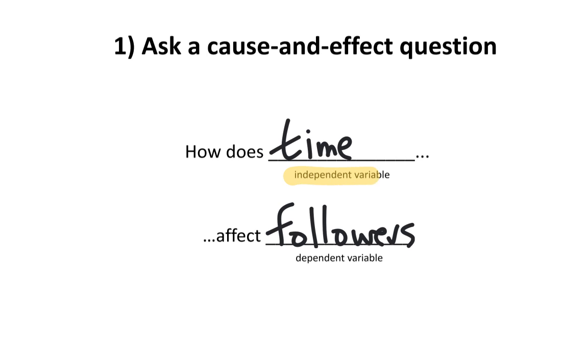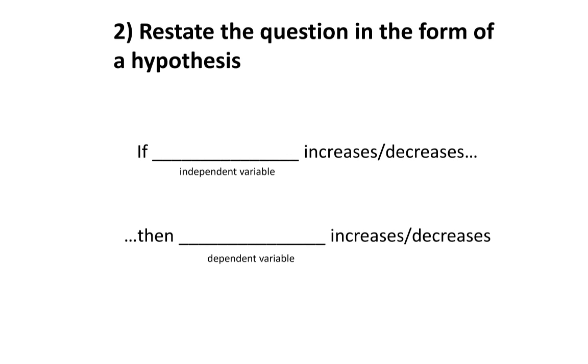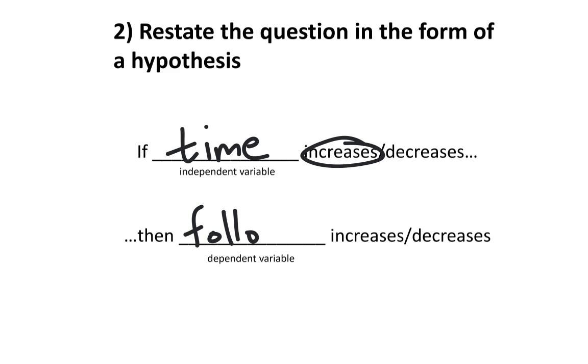Time would be called the independent variable here, and followers would be called the dependent variable. Step 2 would be to restate the question in the form of a hypothesis. A hypothesis is really just an educated guess. It is a prediction. So if time increases, then number of followers will increase as well.